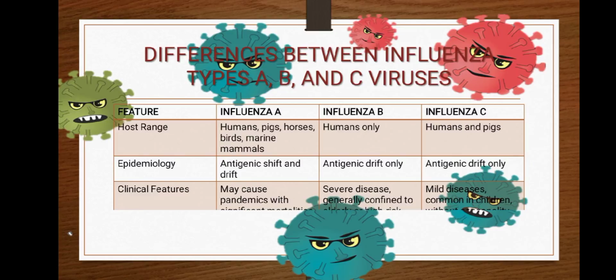Clinical features. Influenza A may cause pandemics with significant mortalities in affected young people. Influenza B, severe disease generally confined to elderly or high-risk groups. And influenza C, mild disease common in children without seasonal pattern.